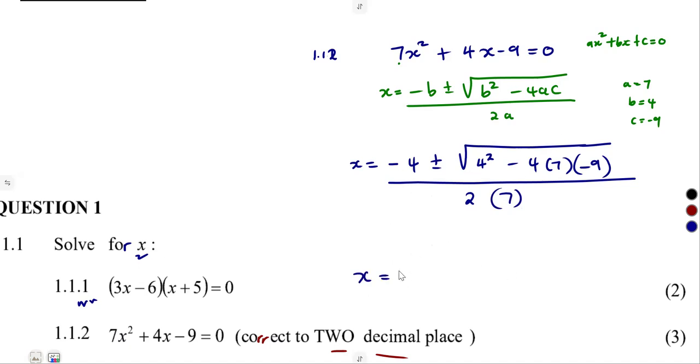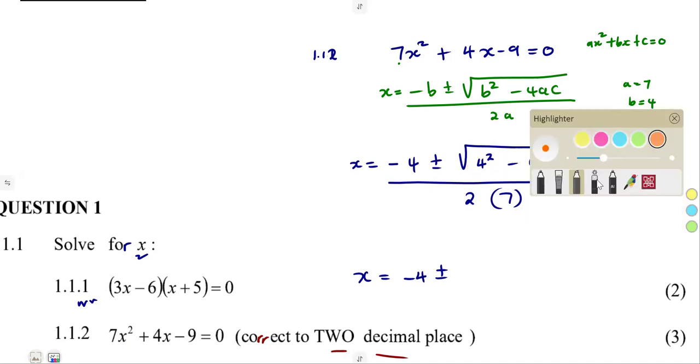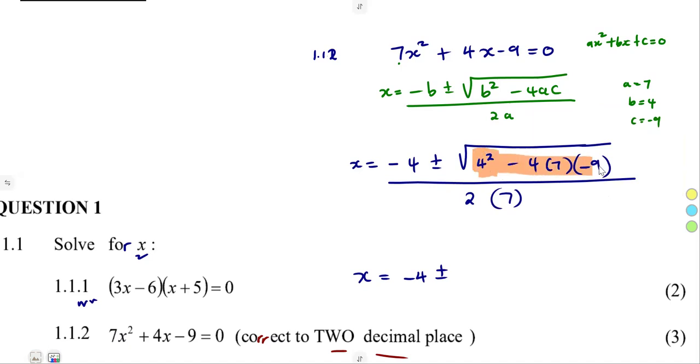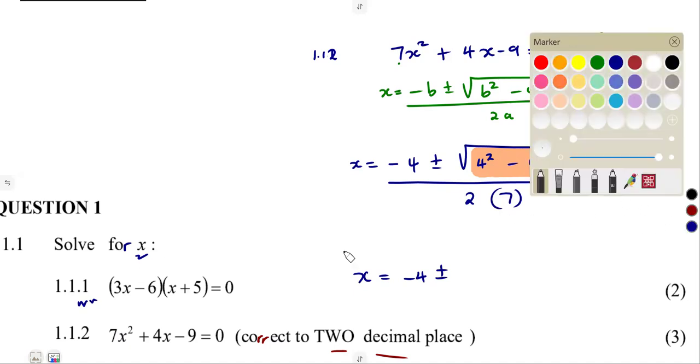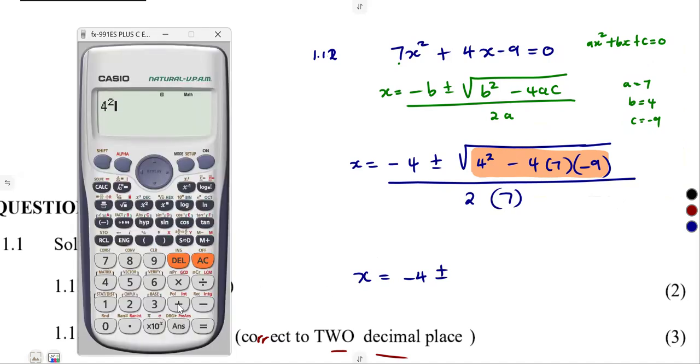We can solve this directly, just use your calculator, or we can simplify what is under the square root, to see what we are going to have. Sometimes they give a mark on this stage, so just simplify this part under the square root. From your calculator, this part under the square root is 4 squared minus 4 into a positive 7, then into a negative 9.